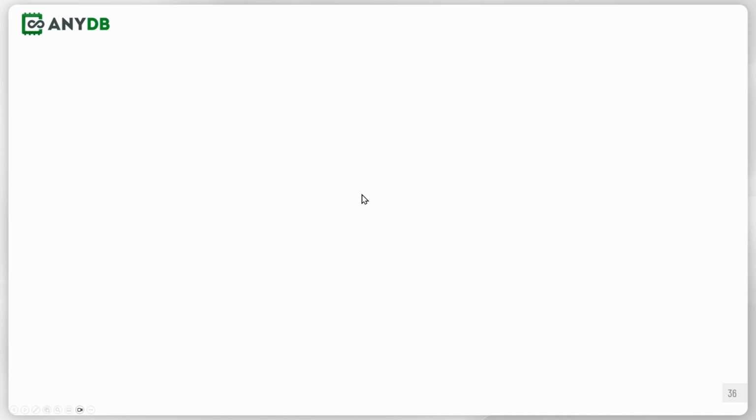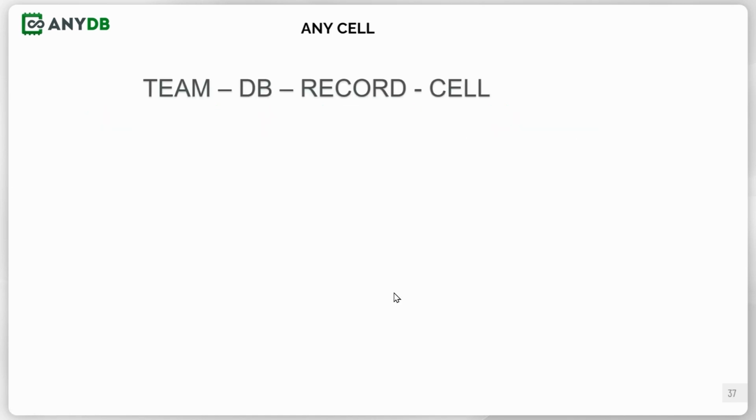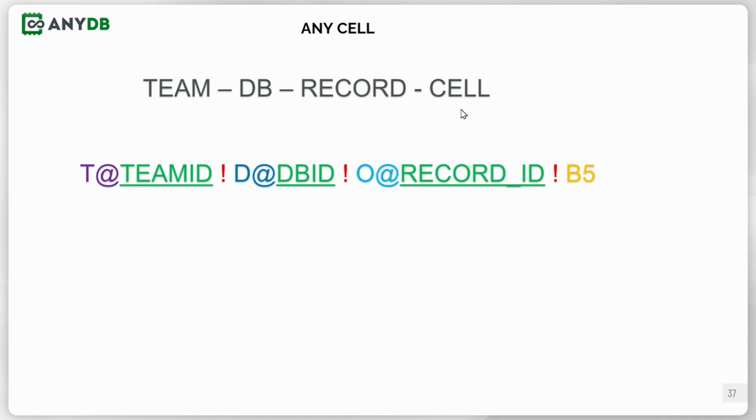So first of all, to refer to any cell in a general way, you have to know what team it's part of, which database it's part of, which record you are talking about, and then the cell value. So to refer to a value of any cell, if you have to think about the team, the database, the record, and the cell, it's going to be provided in a format that looks like this. You specify T at, and then the team ID, D at, and the database ID, O at, which is going to be the record ID, and then finally the cell.